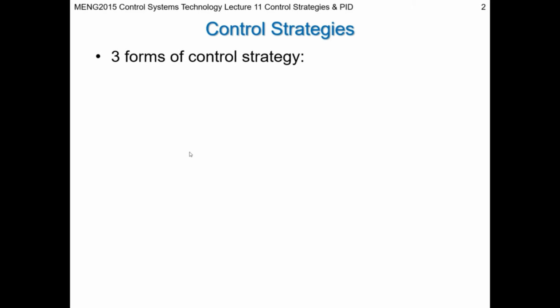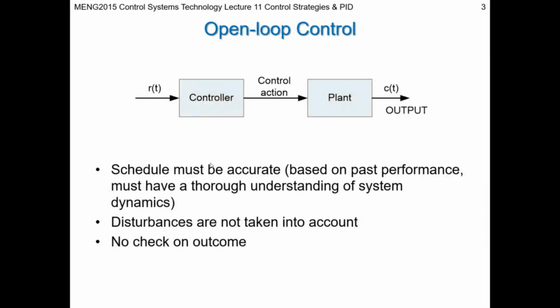So control strategies. There are three forms of control strategy. Basically they are open loop, feed forward, and closed loop. So we're going to look at each of those and see what each one looks like. We've covered them or touched on them all before, so this part is nothing really new.